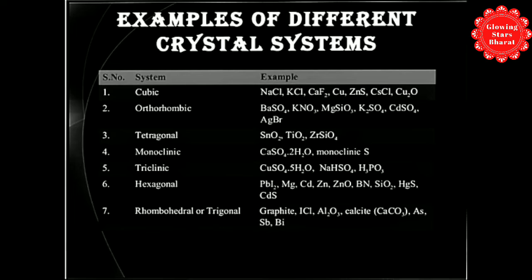Cubic lattice, dear student: simple or primitive P, body centered I and face centered F. Orthorhombic lattice: simple or primitive P, body centered I, end centered C and face centered F. Tetragonal lattice: simple P, body centered I. Monoclinic lattice: simple P, end centered C. Triclinic lattice, see the figure. Hexagonal lattice, see the figure. Rhombohedral or trigonal lattice.